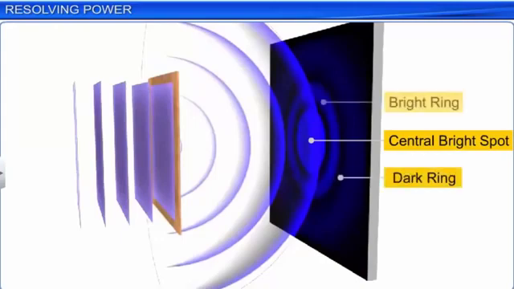The central bright spot is called the Airy disk. The intensities of the subsequent bright rings drop off very quickly as we move away from the central disk. In fact, 85% of the light energy falls within the Airy disk.